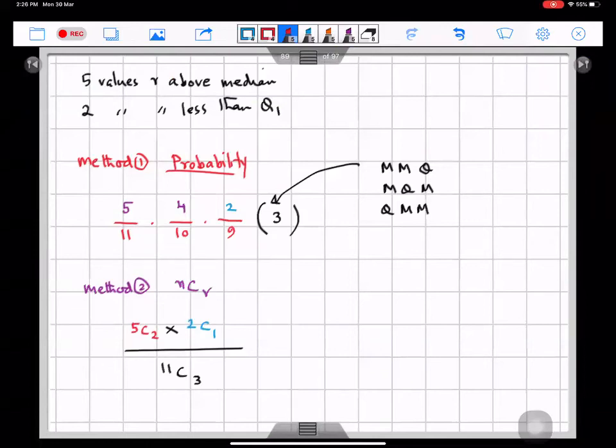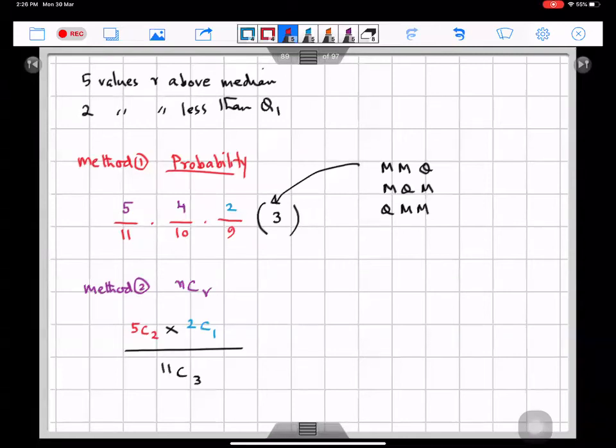In the probability method, you can actually see the number happening. The denominator is decreasing, realizing the fact that it's a question of without replacement. 5 and 4 belongs to greater than median. 2 belongs to lesser than lower quartile. And the other method, that is easy. Also, don't forget to multiply by 3 because the order does matter in probability.